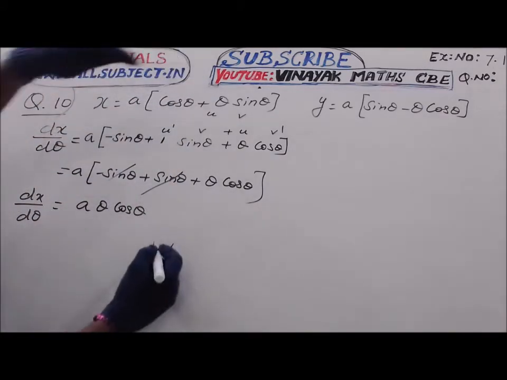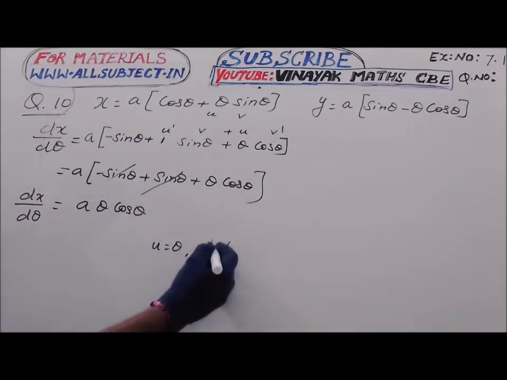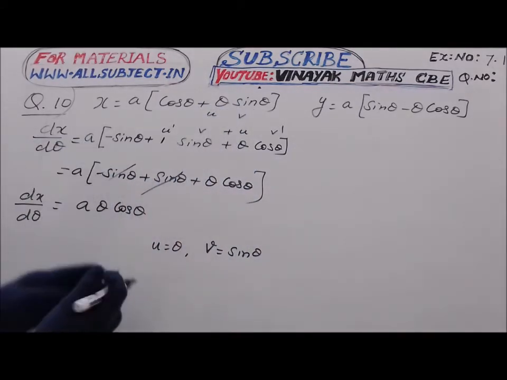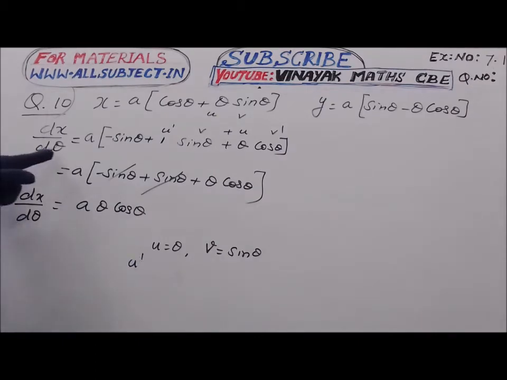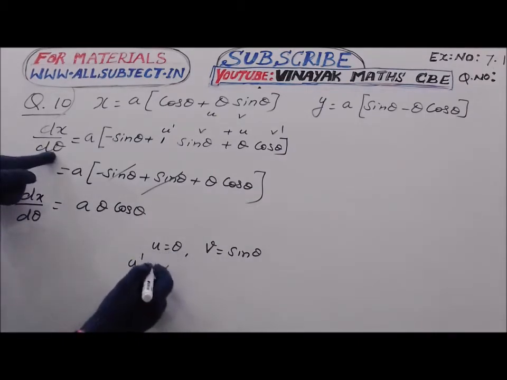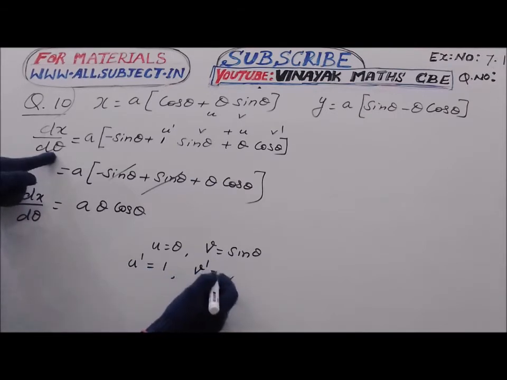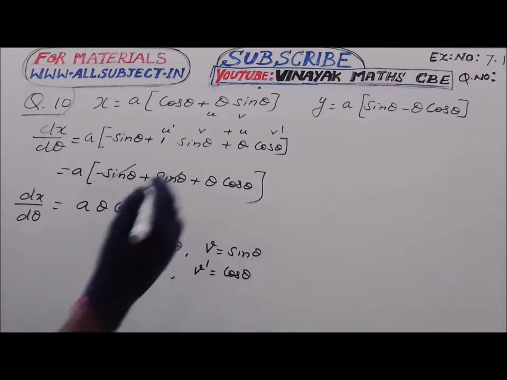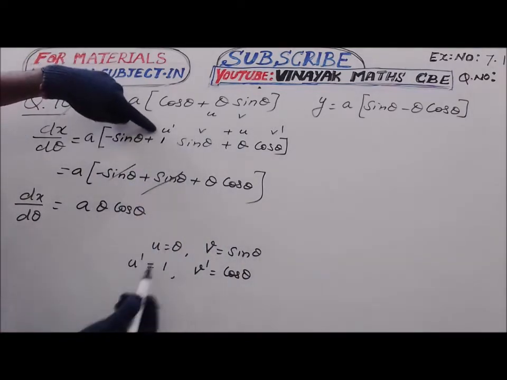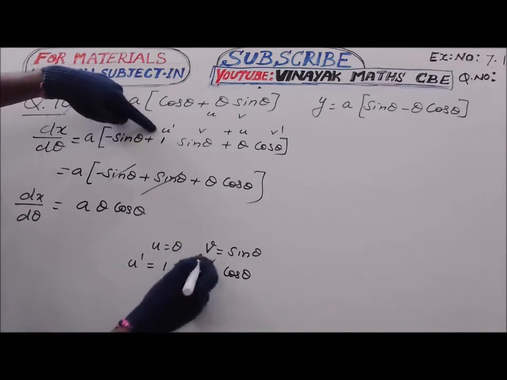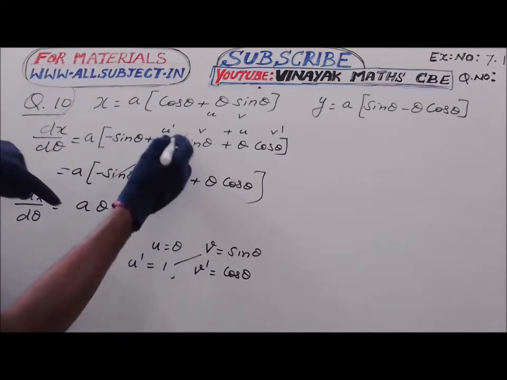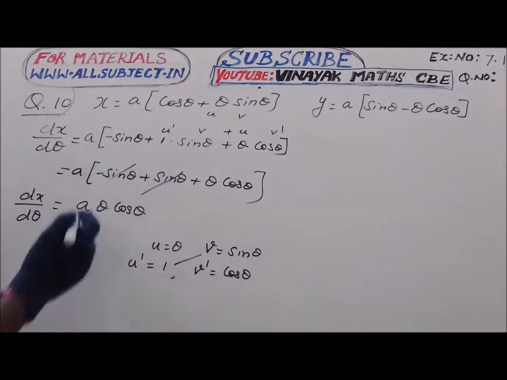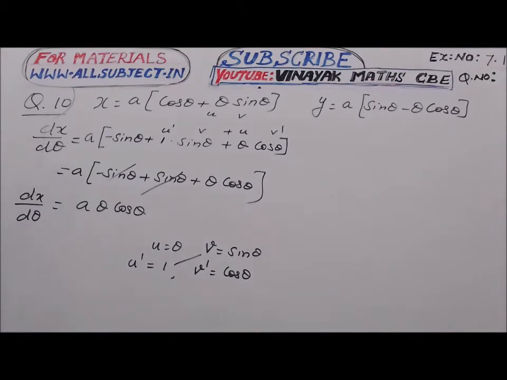U equal to theta and v equal to sin theta, because two functions are in product. So u dash means we differentiate with respect to theta: theta with respect to theta is 1, and v dash is the derivative of sin theta, which is cos theta. Now u dash v, just cross multiply: 1 into sin theta plus u v dash, theta into cos theta, and then simplify. These two get cancelled, dx by d theta equal to a theta cos theta.